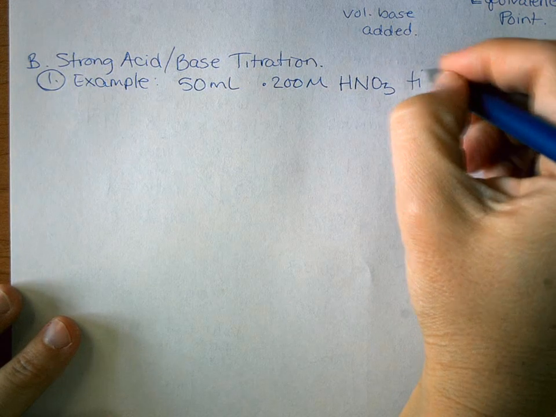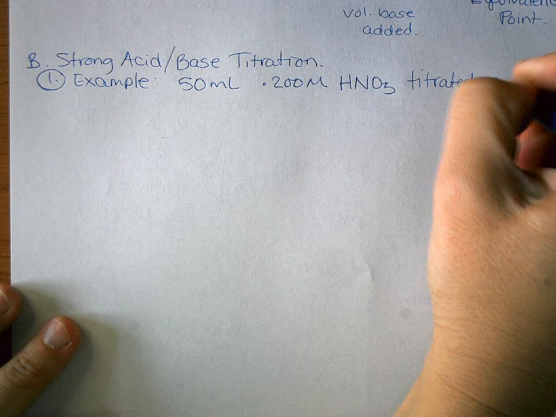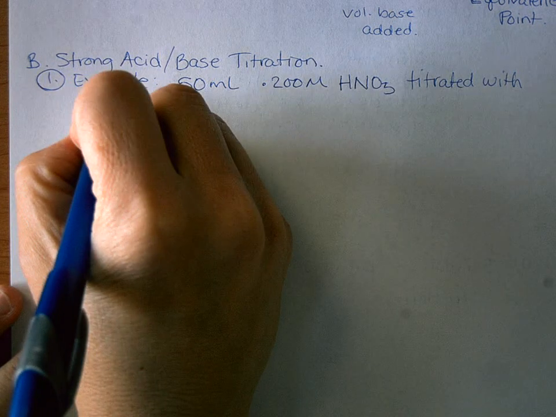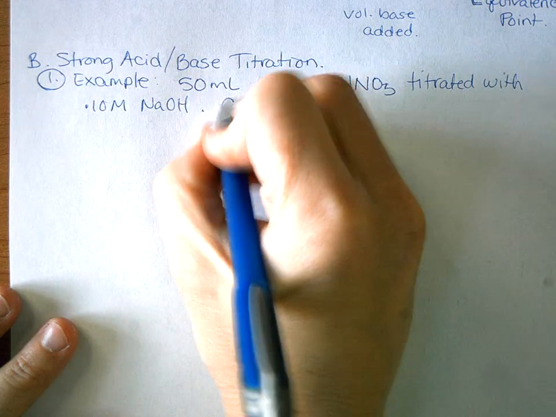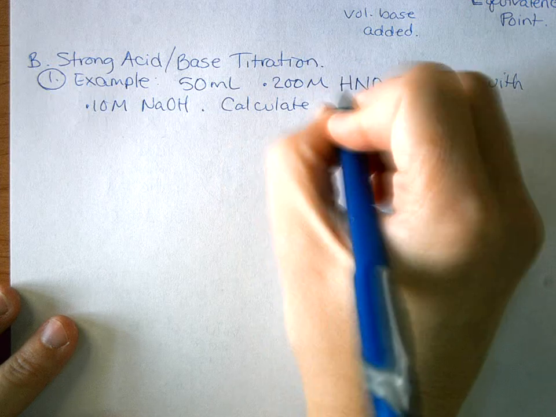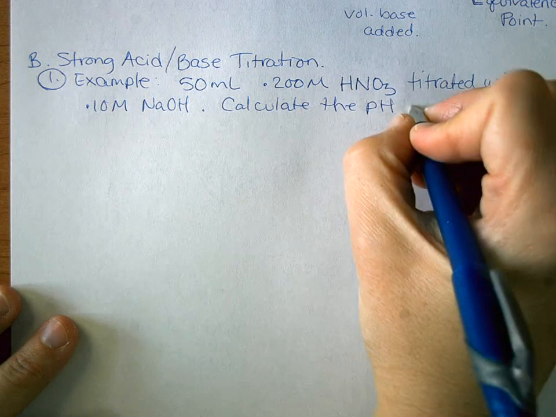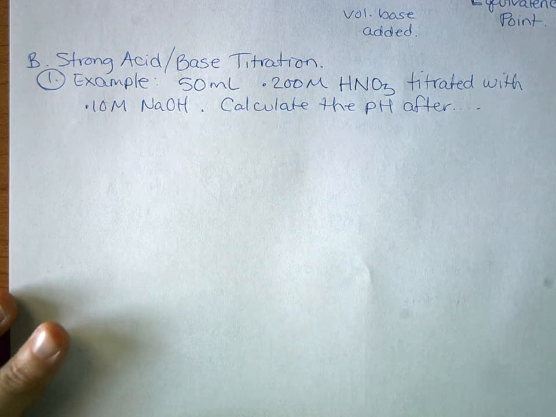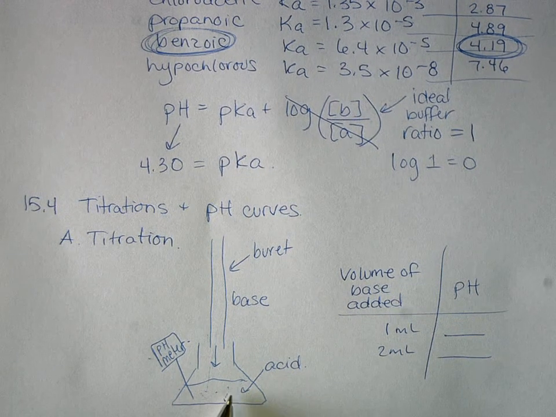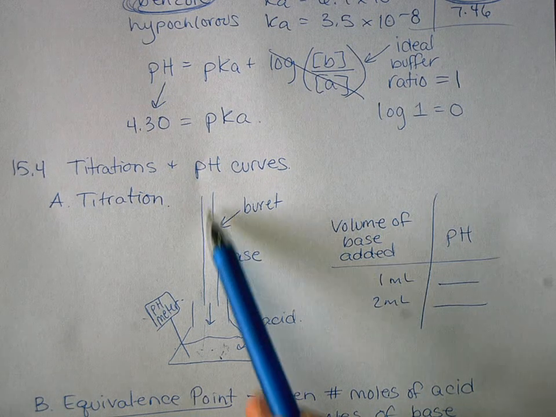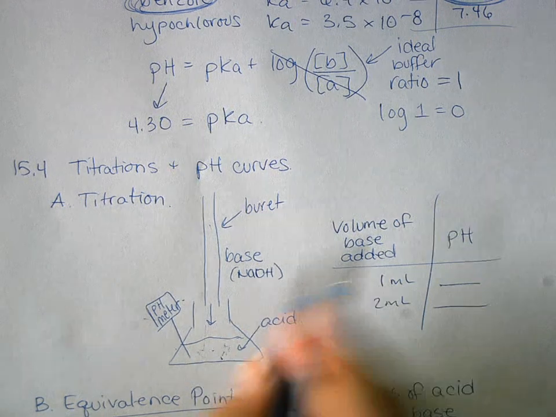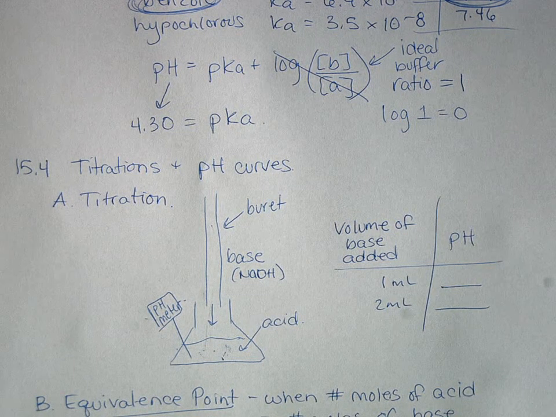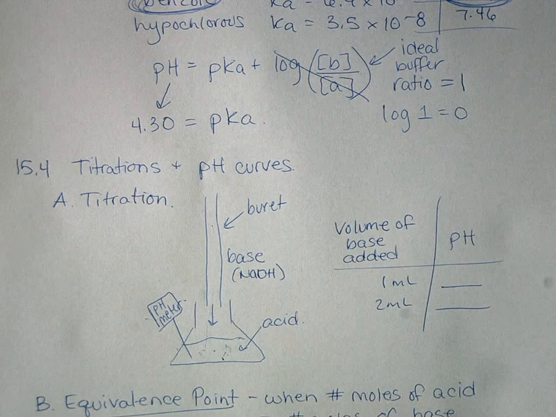It's titrated with 0.10 molar sodium hydroxide. And I want to calculate the pH after, and then we're going to have several different situations here. Okay, let's take a look at my diagram. In here I've got nitric acid, and I'm going to add some sodium hydroxide, NaOH, to it, and I want to figure out pHs after I've added a certain volume of sodium hydroxide.